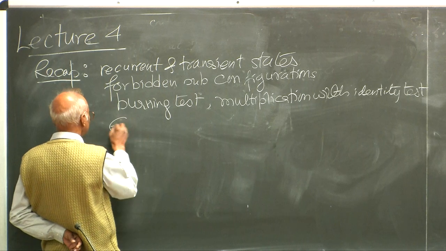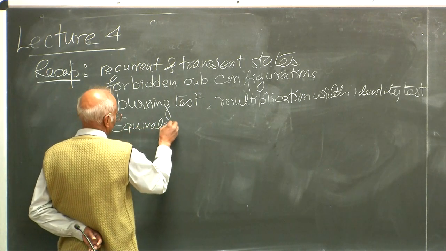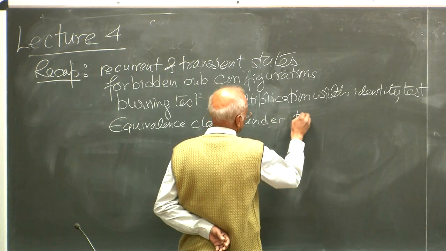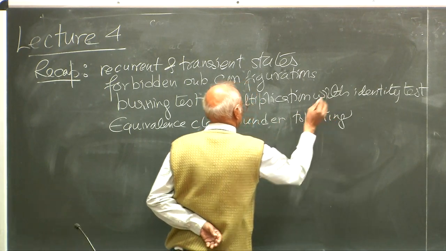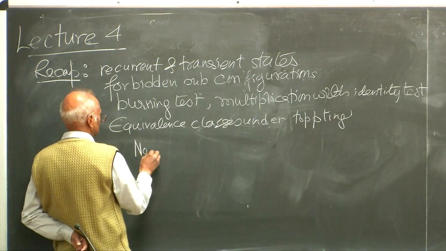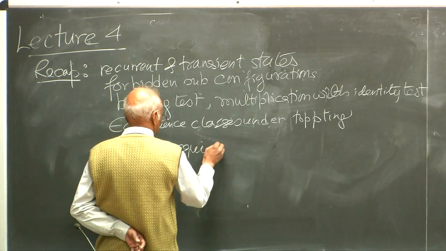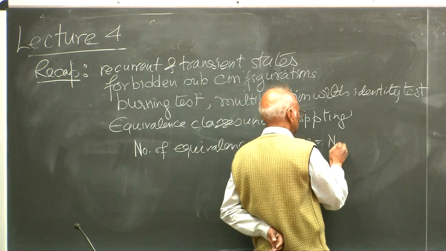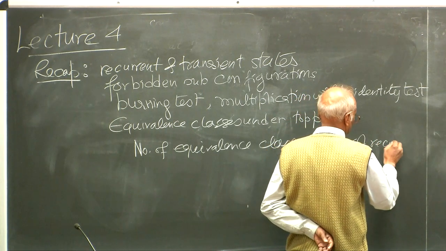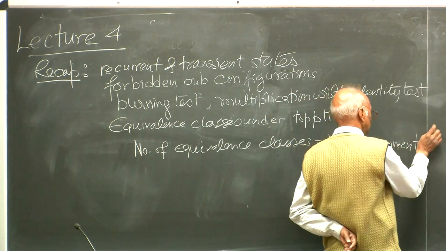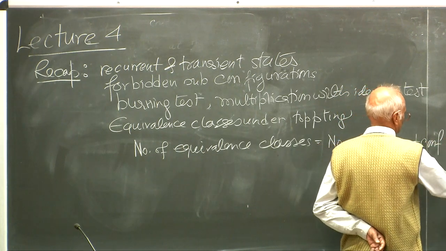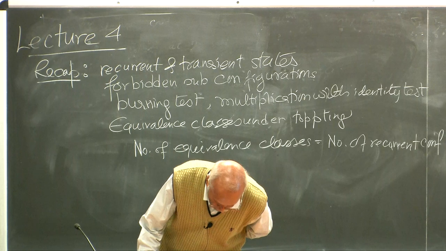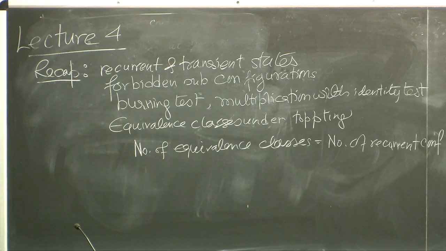I forgot, what else did we discuss? Equivalence under toppling, equivalence classes under toppling, and we discussed the number of equivalence classes, equal to the number of recurrent states, recurrent configurations. Did we discuss anything else? Okay, only this much. Any questions about this?